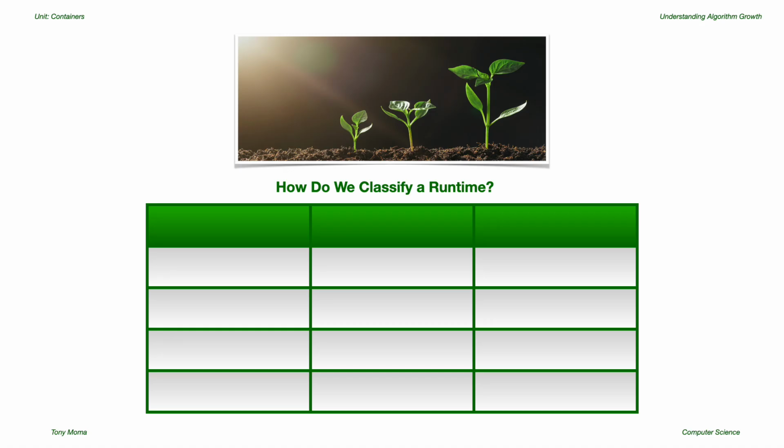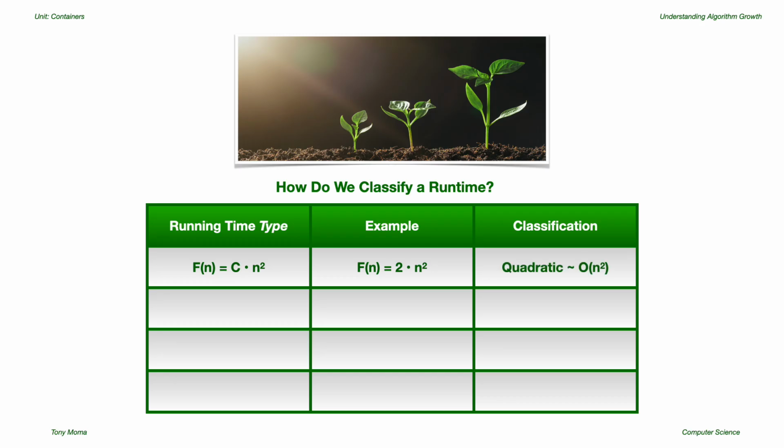This table will help us do that by first presenting a type of running time, followed by an example of that type, and a classification for that type. For example, f of n equals c times n squared. C is simply short for constant. It can be any whole number. For example, f of n could equal 2n squared. Whenever your running time is the product of a constant times the square of the input, we classify that running time as quadratic, or big O of n squared.